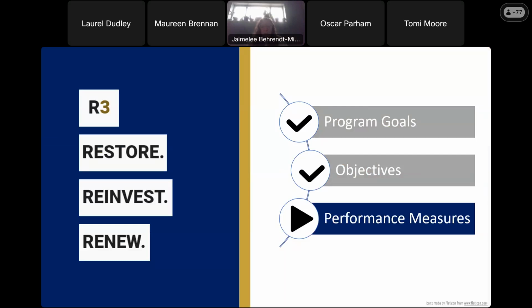At this point, we are going to move into the performance measures to talk about what those are and how they differ from the goals and objectives.